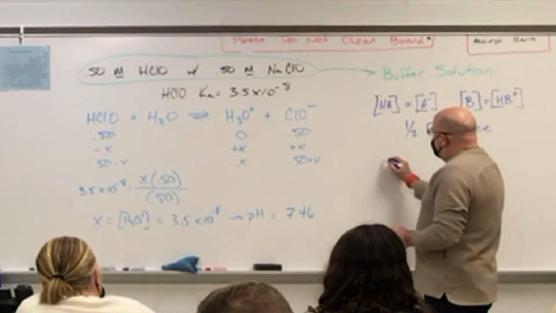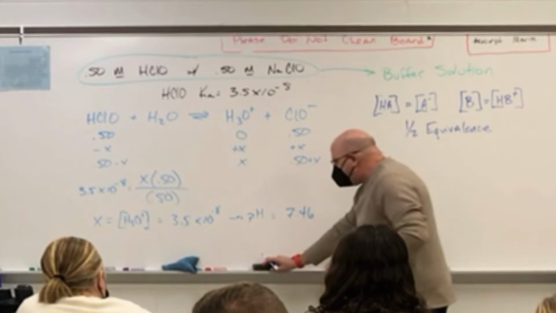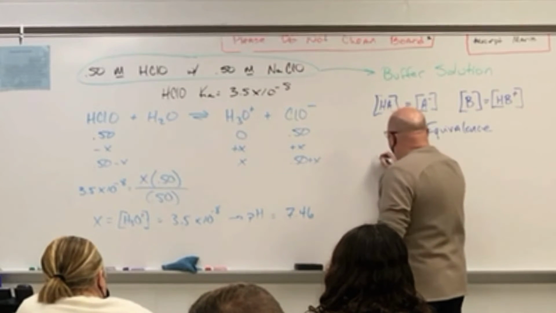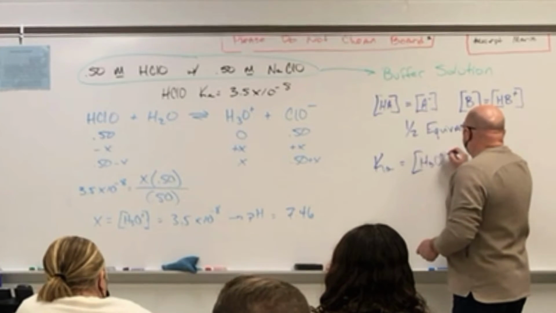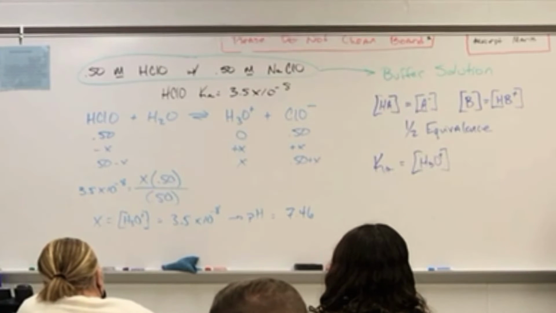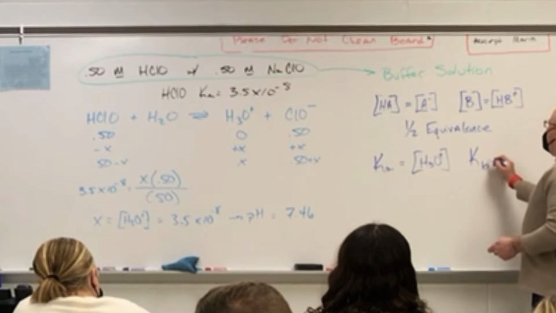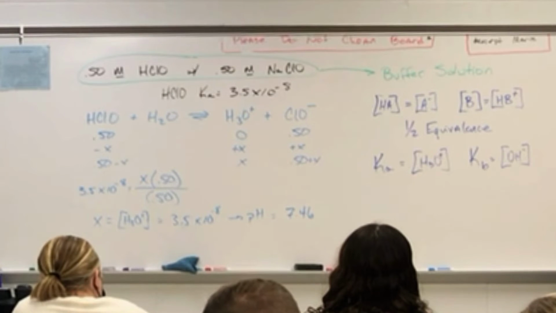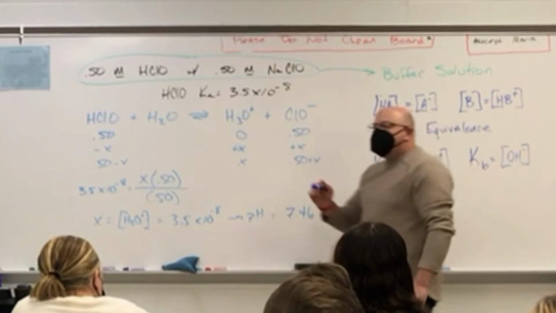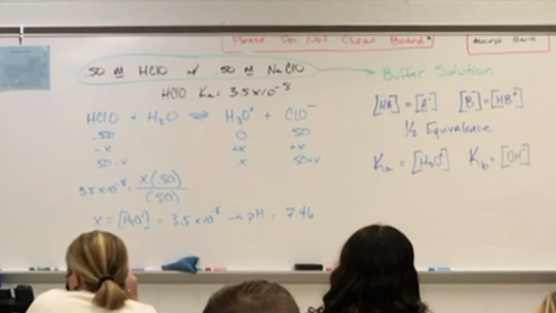One of the things that we can say at the 1/2 equivalence point is that your K value, your Ka, will equal your hydronium. Your Kb will equal what? Now, something we haven't done much of, but you are going to start seeing a lot more of, is pK values.